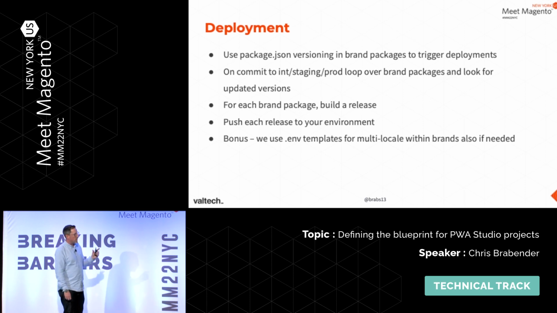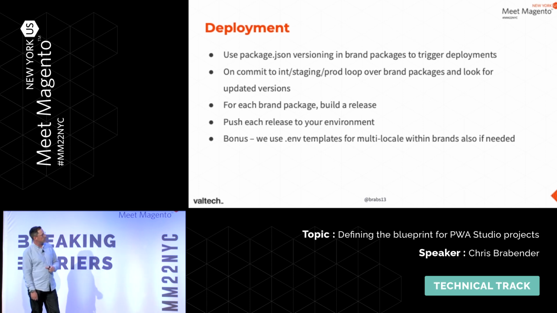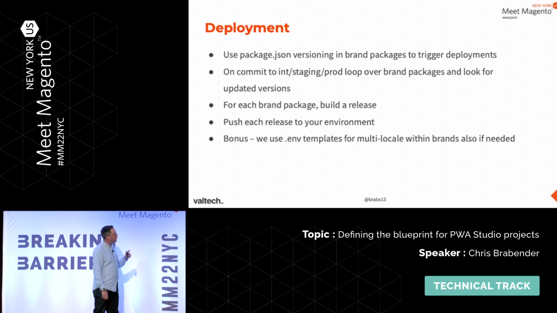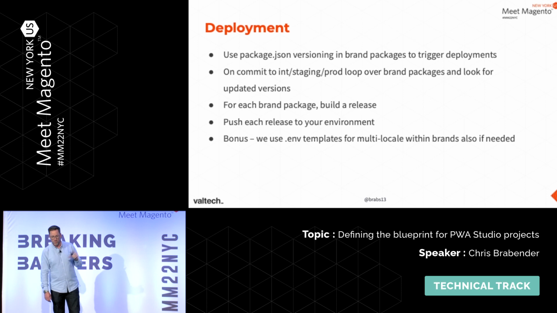We also use our ENV templates or sample ENV files, so we can handle multiple locales or multiple configurations within each brand if we need to run different builds and releases for those brands as well. So within our CI/CD, we just loop over all of those brand packages, we look over our ENV templates, and then we build them independently, and then we push them up to our production environments. You could push to 1 or more production environments as well, depending on how you want to configure your CI/CD. We use Bamboo for this, moving to GitHub Actions though, but you can use any CI/CD pipeline.